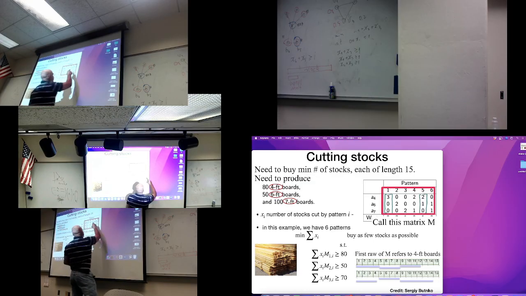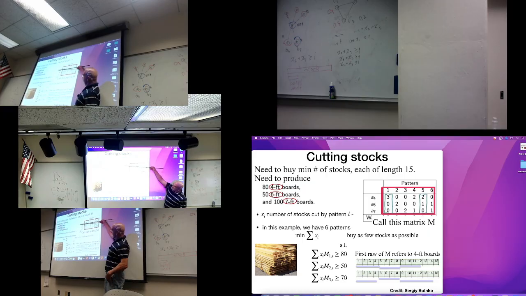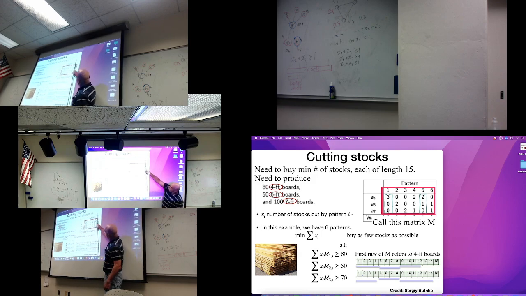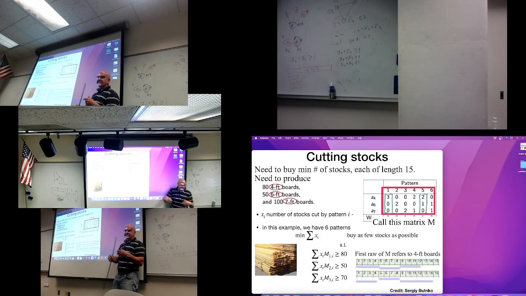Plan 5, take one stock and break it into 2 pieces of 4 and 1 piece of 6. Each row refers to how many units of a 4-foot board I'm getting. Second row, how many units of a 6-foot board. Third row, how many units of a 7-foot board. And going over all the columns gives me all the possible ways to cut the stocks into legit pieces. And how many pieces do I get?